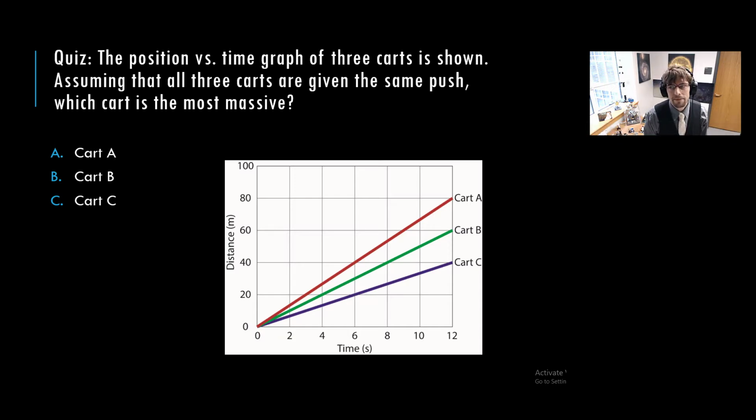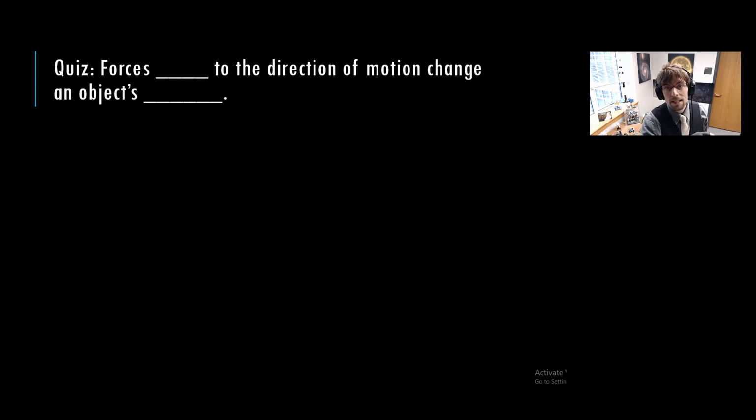Second question for you. Forces blank to the direction of motion change the object's blank. Go ahead, fill in the blanks. And here there's two correct answers. I've left it so that you have two possible options.